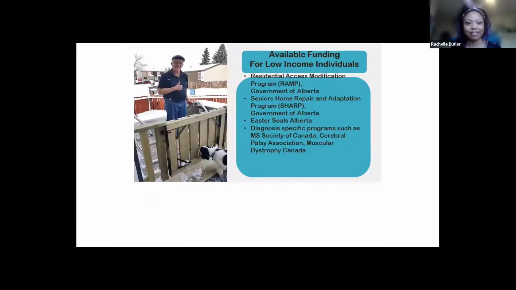Okay, next slide, please. Okay, available funding. So the different forms of funding that we have worked with in the past, we have the Residential Access Modification Program, RAMP. So that was the one I was telling everyone about, where you have $15,000 available over a 10-year period, and you can apply twice up to $7,500. So typically that would cover taking out the bathtub and putting in a barrier-free wheel-in shower. That typically would be about $7,500.